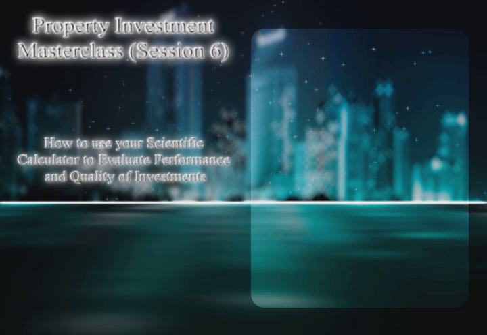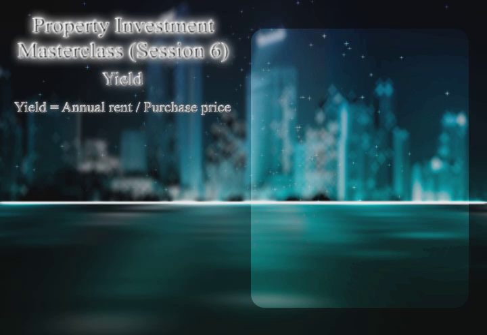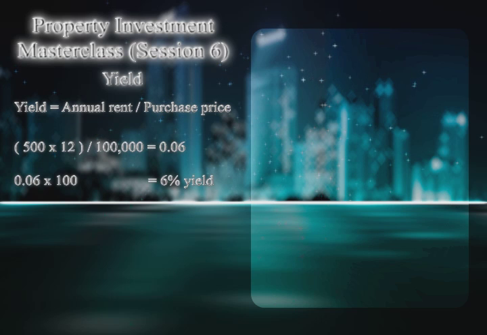So the first calculation that I think is very key, which I've spoken about previously, is yield. Now I want you to get your calculator out and first of all learn how to calculate yield. Yield, as I've defined, is annual rent divided by purchase price. So let's say, for example, we've got a property that rents out for £500 a month and the purchase price is £100,000. Then what we do is we type in the bracket figure.